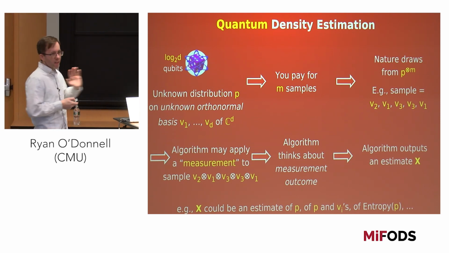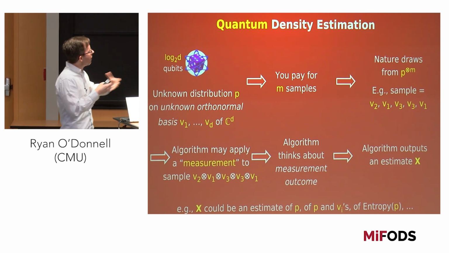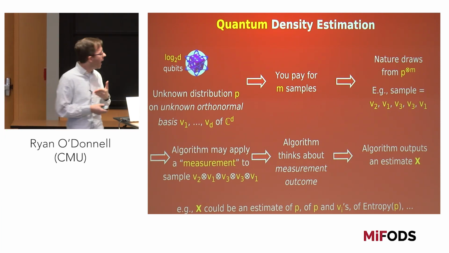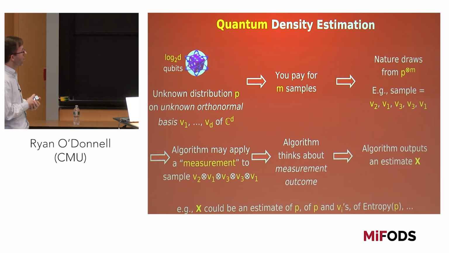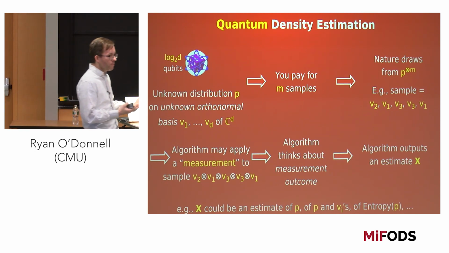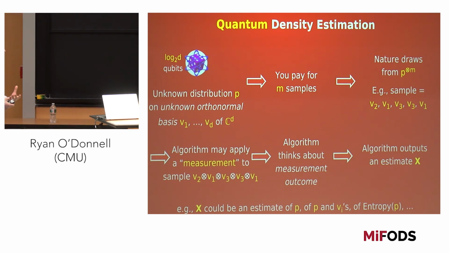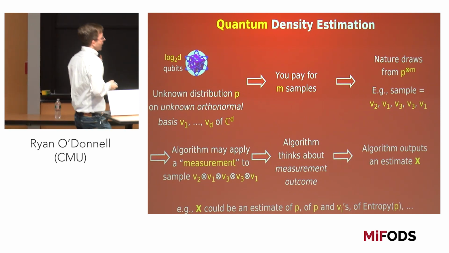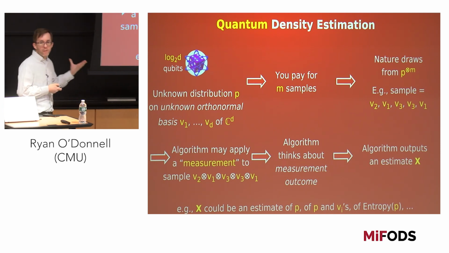Okay, next bullet point, same thing. You say I'm going to pay for m samples. And again, nature draws m draws independently from this distribution. Therefore, the realization of the sample is m vectors from among this orthonormal basis, drawn from the product probability distribution. But unlike in the classical case, the algorithm does not just get to say, let me now see these vectors. Rather, the algorithm can only find out about the sample by applying a measurement. I'll say what a measurement is later, but it's some kind of way of getting some probabilistic information about these vectors.